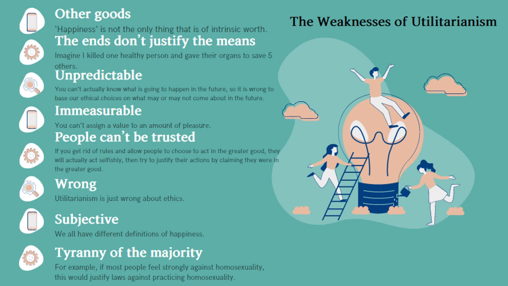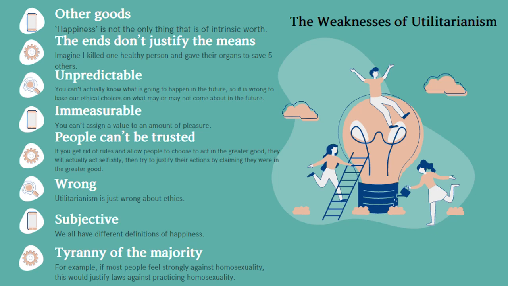Next is, it is unpredictable. You can't actually know what is going to happen in the future, so it is wrong to base our ethical choices on what may or may not come about in the future. Next is, it is immeasurable. You can't assign a value to an amount of pleasure. And then next, people can't be trusted. If you get rid of rules and allow people to choose to act in the greater good, they will actually act selfishly, then try to justify their actions by claiming they were in the greater good.